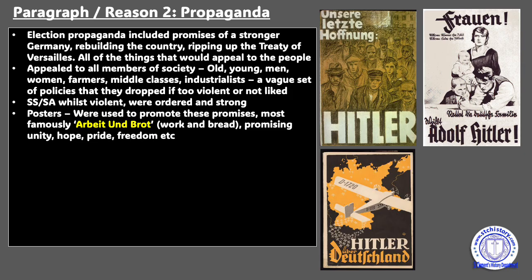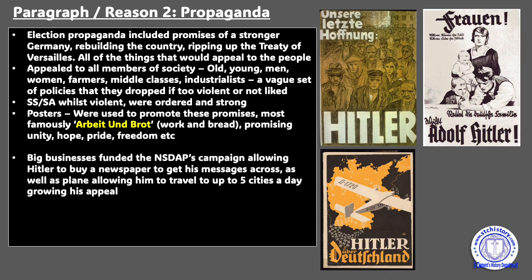You can see the posters on the screen there to the right of the box. Our Last Hope is the grey one there. Arbeit und Brot. All of those promises: work and bread, hope, pride, freedom, aiming at women, all of that. You could say whatever you wanted to, but don't spend hours on it. Just make a few points about some of the posters, what they promised, and then why they appealed to the many, many people in the country, particularly those 6 million unemployed.